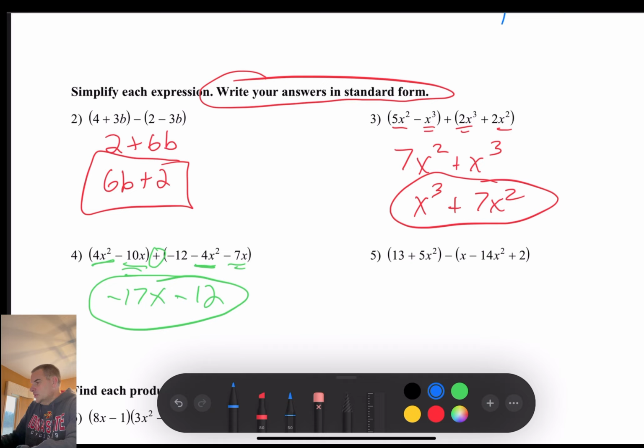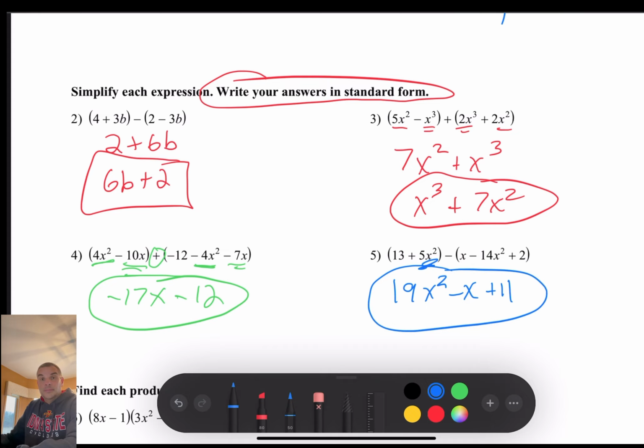And the last one, x squared, so we got 5x squared minus negative 14, so plus, so that's 19x squared. We've got a negative x. 13 minus 2 is 11. So there.